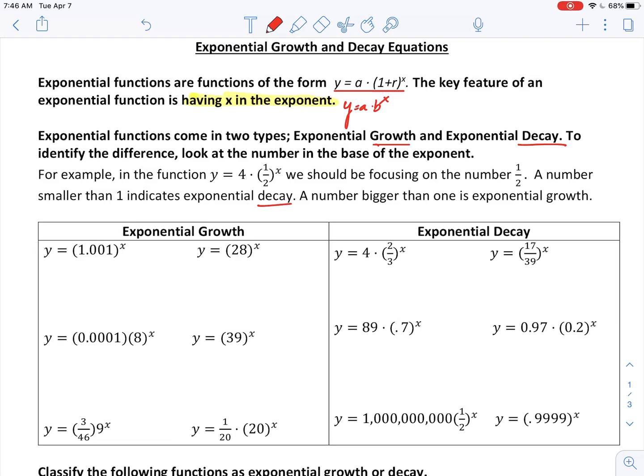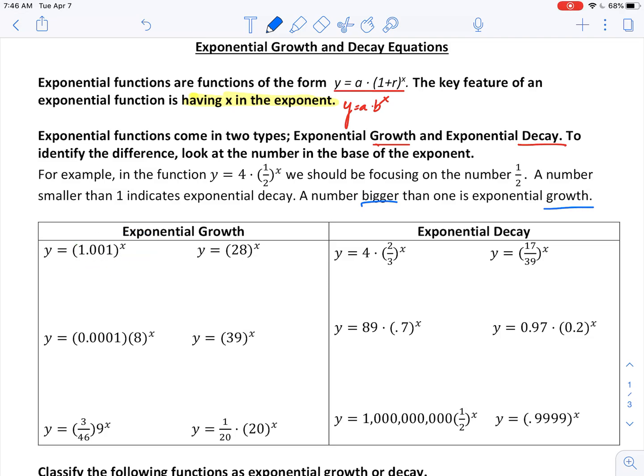A number smaller than 1 indicates that it will be exponential decay. When we say something is decaying, we're saying it's getting smaller and smaller. It's losing weight, it's losing material. So if a number is smaller than 1, it means that function is getting smaller as time goes on. And a number that's bigger than 1 is going to be exponential growth. So over time, that function is going to grow. It's going to get bigger. And 1, again, is our sort of boundary. That's the tipping point, if you will.